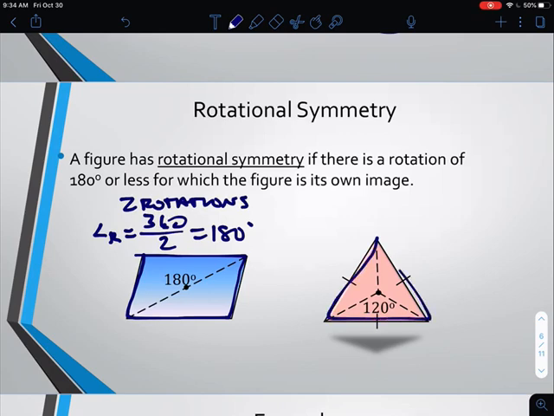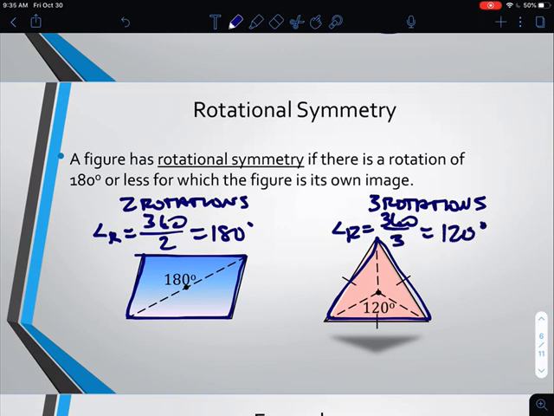Now if we look at this equilateral triangle here, again, you're going to put your pen or pencil right in the middle of this triangle, start spinning your page slowly, and as you rotate, you're going to count how many times you get this exact triangle back. So what should happen is as you rotate, you should get the triangle twice on the way around, and then as you go all the way back to the original, you get a third time. So for this triangle, it has rotational symmetry. There are 3 rotations, which means the angle of rotation is 360 divided by 3, or 120 degrees.